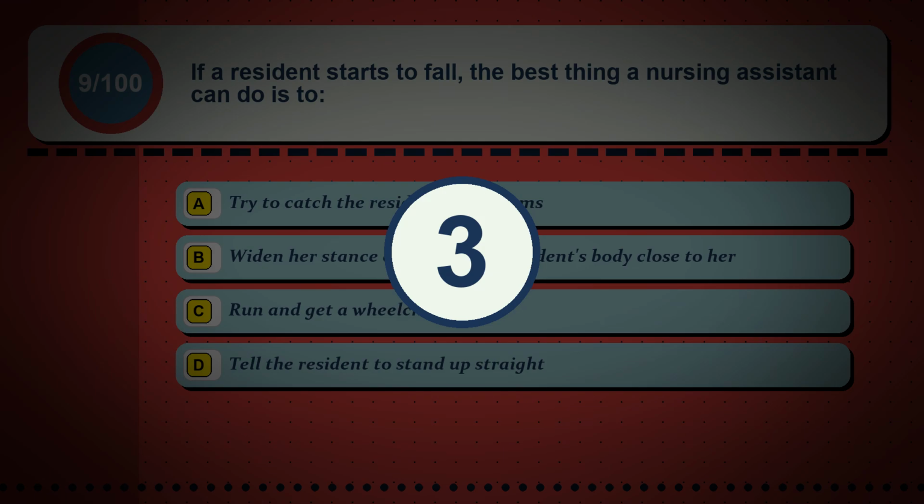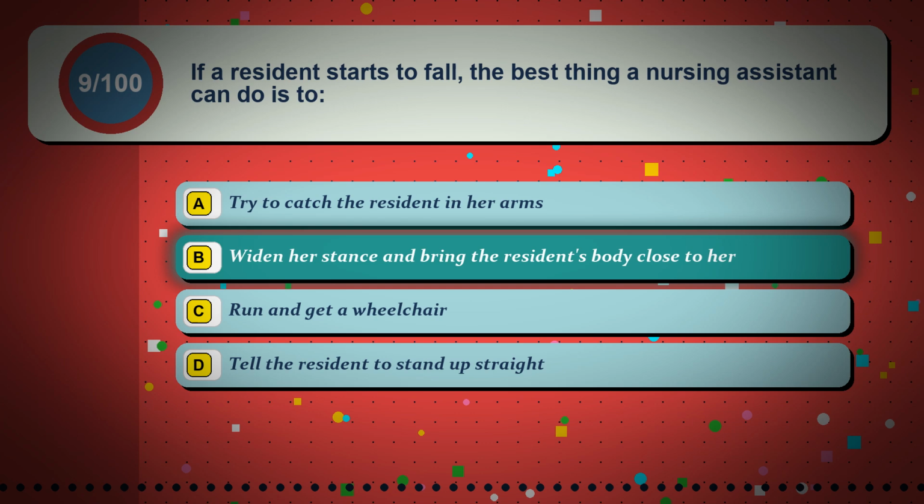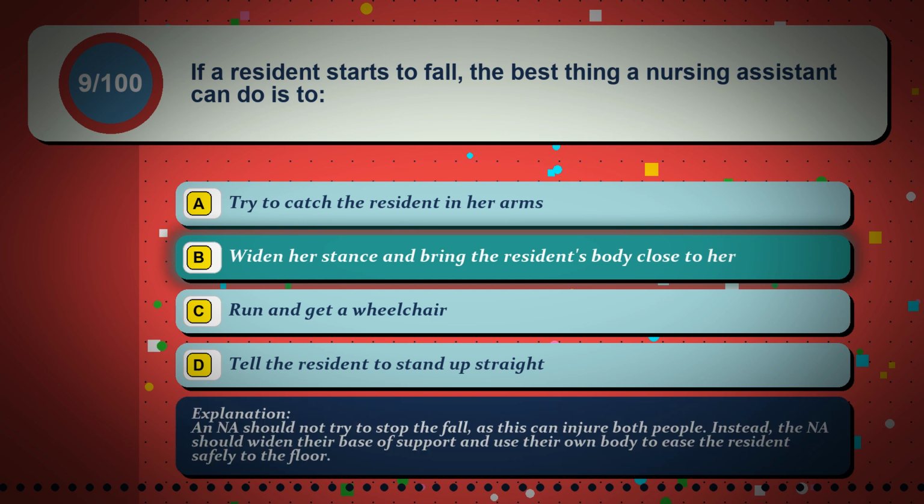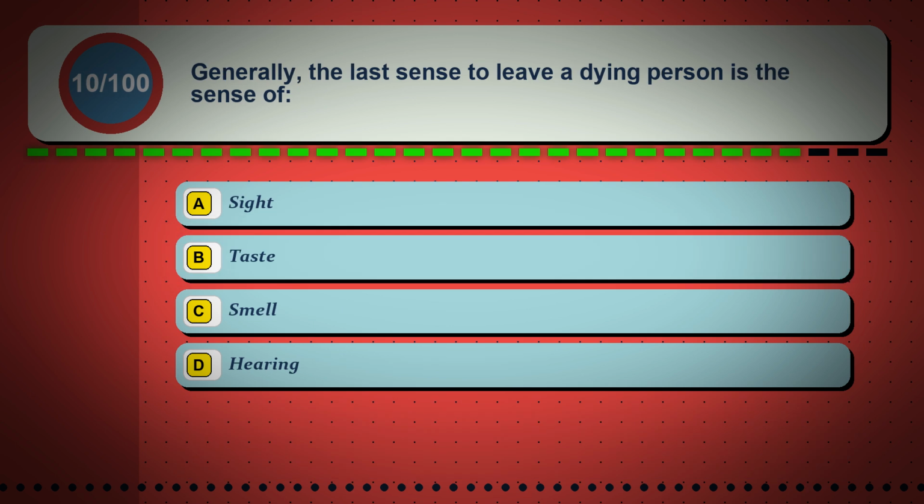The correct answer is option B. Widen her stance and bring the resident's body close to her. An NA should not try to stop the fall, as this can injure both people. Instead, the NA should widen their base of support and use their own body to ease the resident safely to the floor.